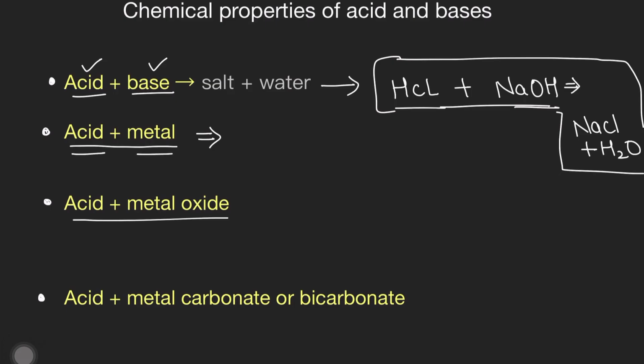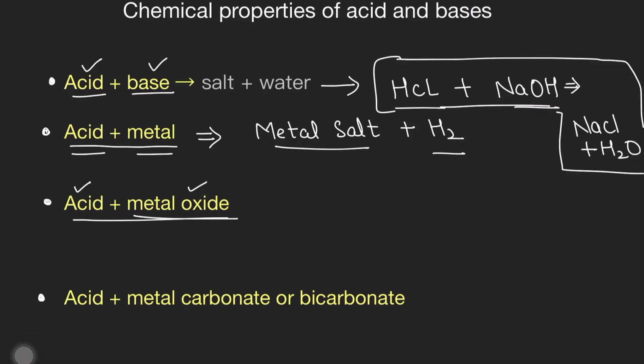Now what if we put the acid into the metal? If we put the acid into the metal, we will get the metal salt and hydrogen gas is evolved, right? We will see the examples for all of them in the next slides, but here we are just discussing what the products will be, right?